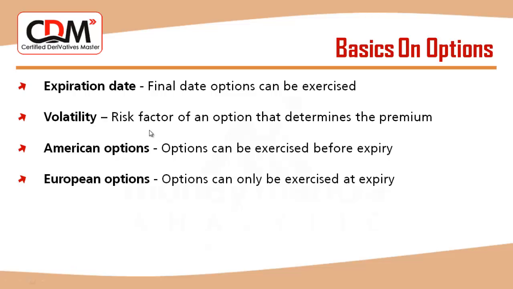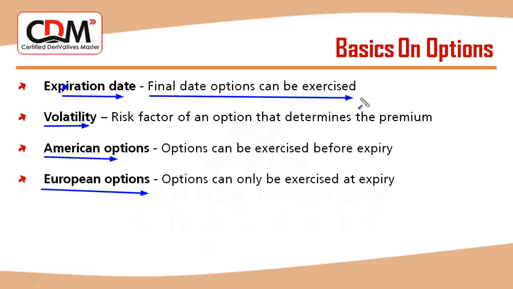Now before we move further, we will cover the basics of options. What is an option? These are the four important basic things about options: expiration date, volatility, what is an American option, and what is a European option. What is an expiration day? We have already discussed that. It is the final date on which options can be exercised, the day where a trader can exercise his rights. Volatility is a risk factor, or we can say a panic factor, which drives the pricing of the option, or which determines the premium of the option value.